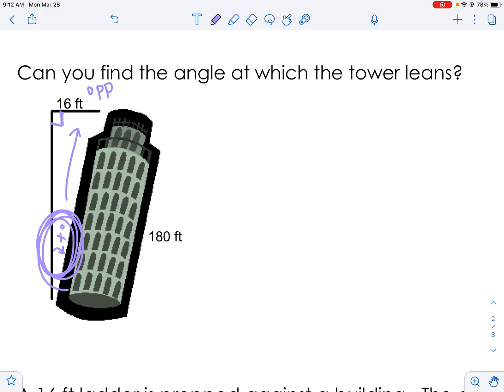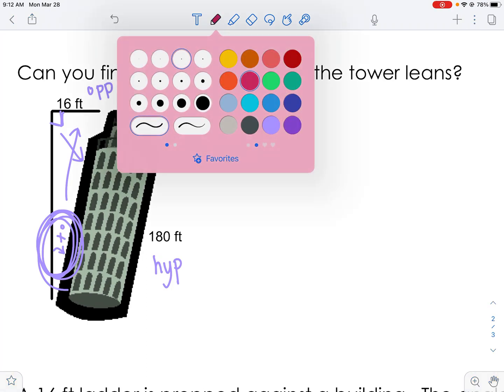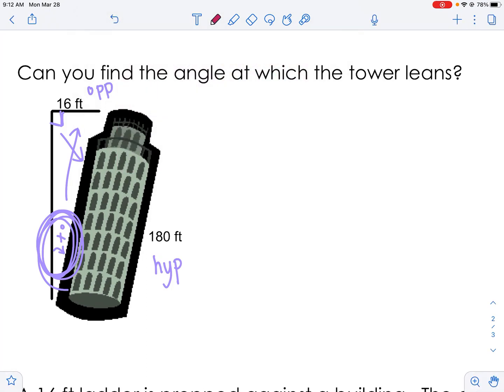So if I were going to circle this angle and go ahead and label my sides, 16 would be opposite. 180 would be the hypotenuse, that would be across from your box. And I'm going to use trig inverse. I really don't have another choice. Remember, if we have our sides and we don't know enough information about the angles, I have no choice but to use trig inverse. So I'm going to give you a minute to think about it.